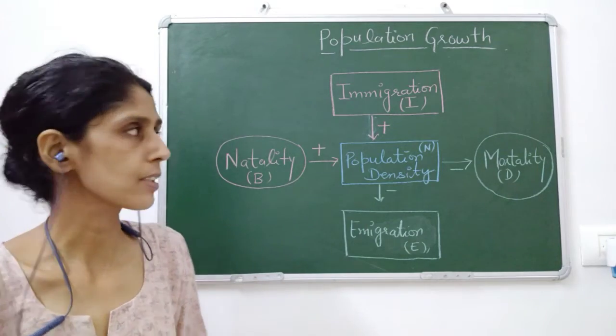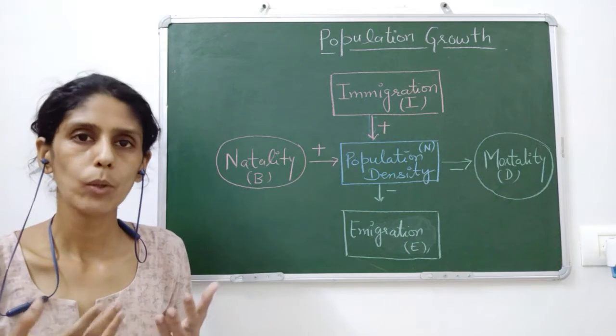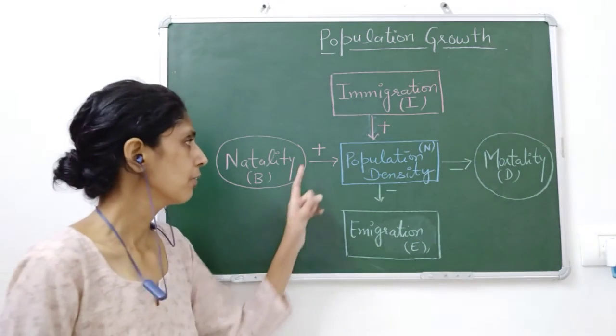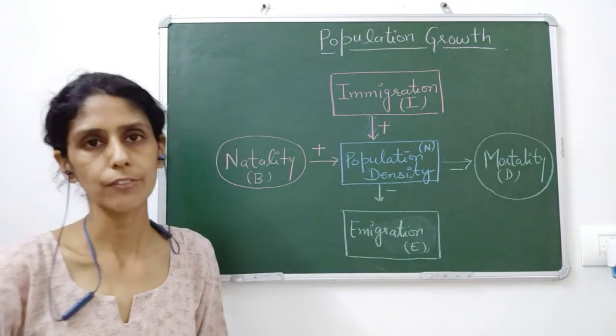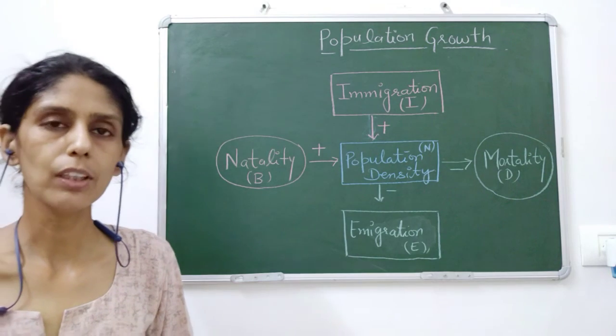It will decrease. So here 4 different factors are given, and their influence on the population size is also described with the help of the signs that are given with them. So these are 4 important factors that affect the size of the population.